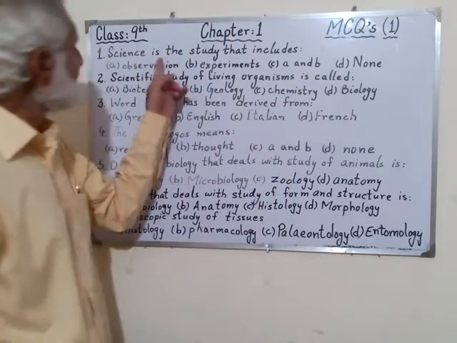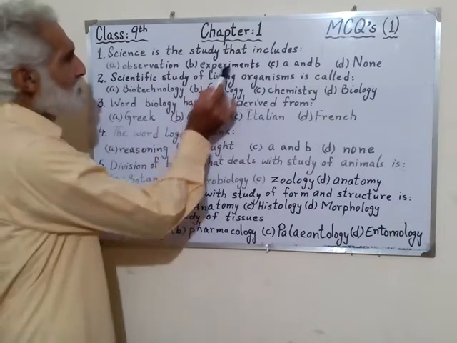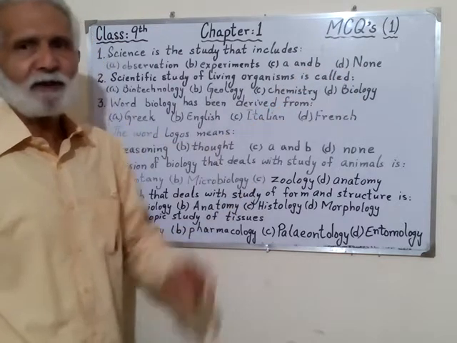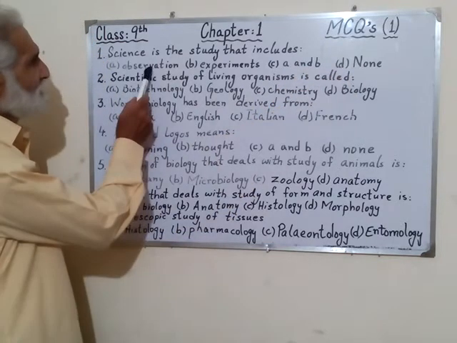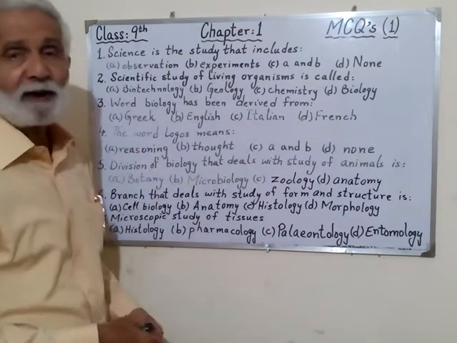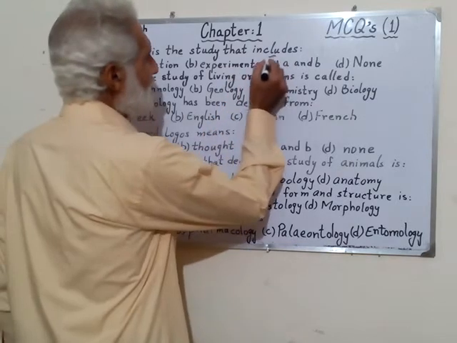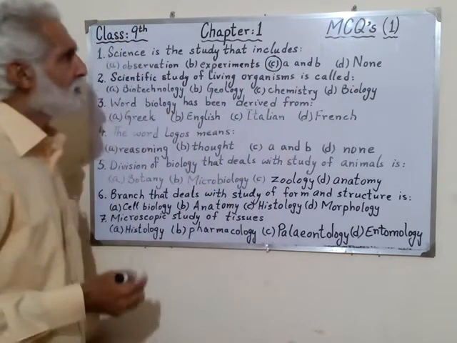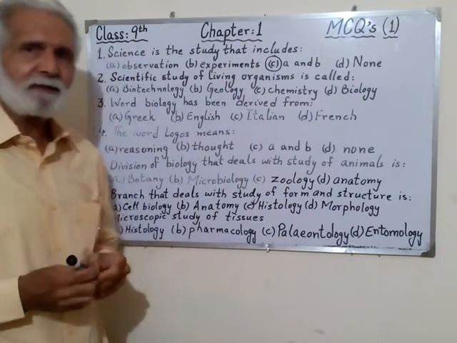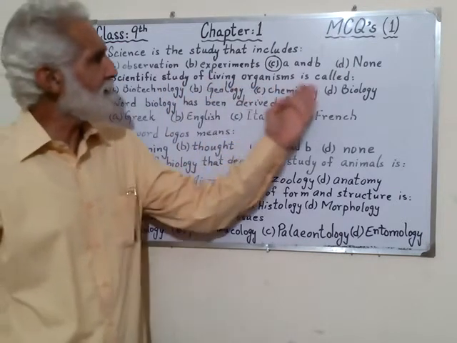It says science is the study that includes A, observation, B, experiments, C says A and B, and D says none of these. Now, observation, yes, in science we do observation. Experiments, yes, we do experiments in science. So choice C, both A and B. We will circle C because in science we do observation as well as experiments. Clear? Then number 2, scientific study of living organisms is called.